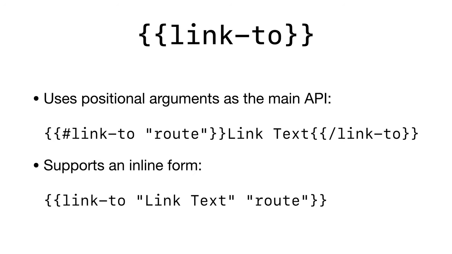So the first one's link-to. Link-to obviously uses positional arguments as the main API, which is a problem when we're dealing with angle brackets. So traditionally, we see here a link-to route, and then we can use the block form here to wrap around the content that we want to link. There also is an inline form, which may be even worse, because for presenting this presentation, I literally had to again Google which one comes first.